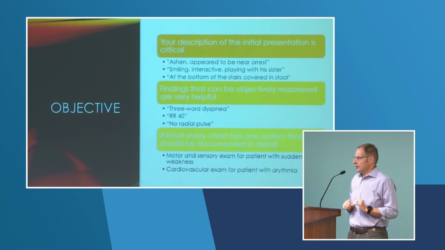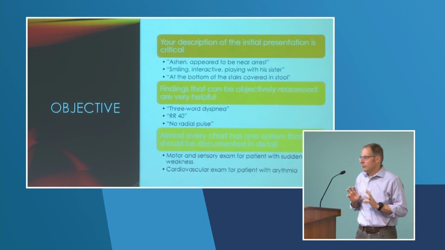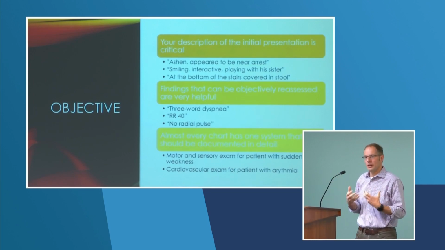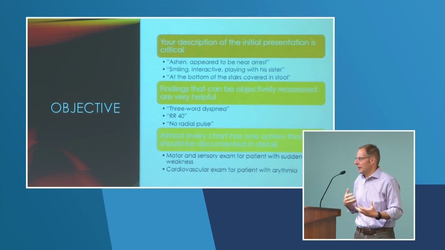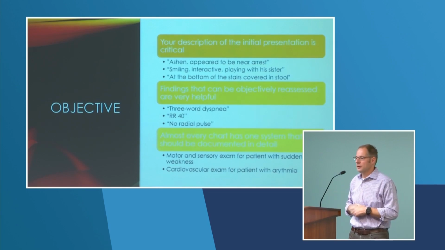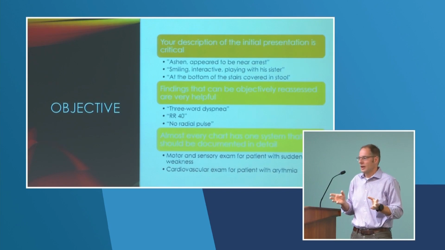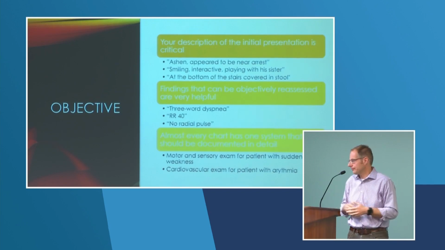So moving on to the objective, the key points here are that what you see in the initial presentation is really critical. This is another thing that the electronic health record does not do a good job of capturing. So when you walk in, this is your view from the door, and you see the patient ashen, appeared to be near arrest, or smiling, interactive, playing with his sister, at the bottom of the stairs covered in stool. Those are all key things that everyone else in the healthcare team is going to use to understand what is going on in this situation.